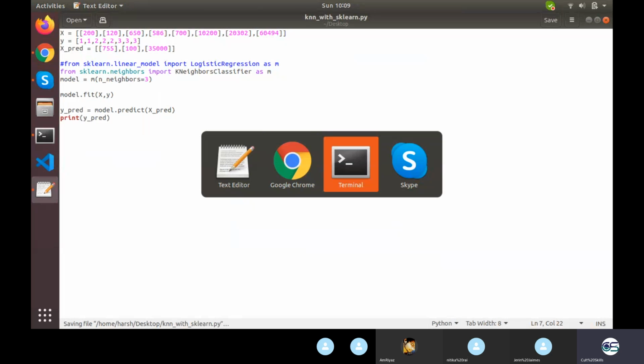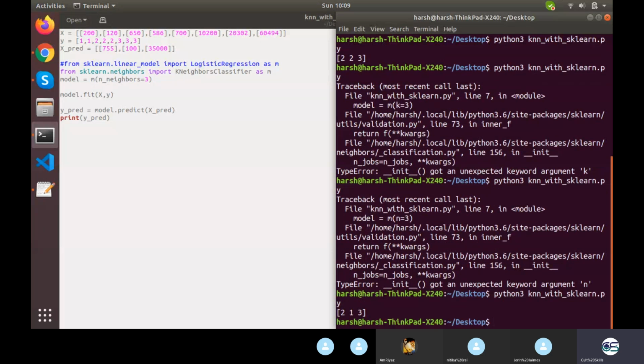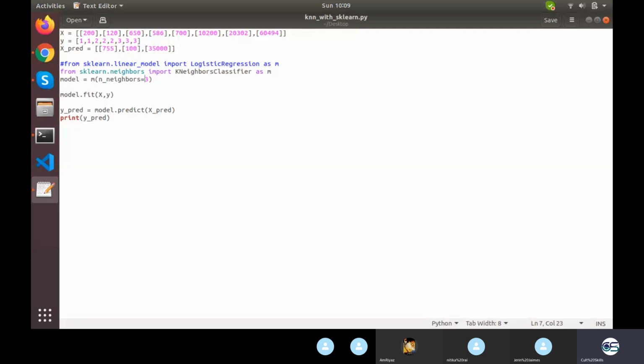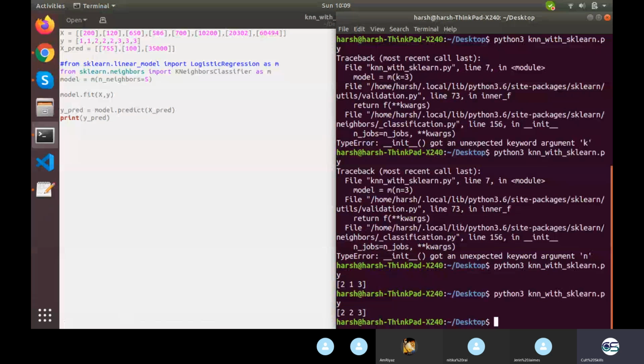With n_neighbors, I want to check for 3 neighbors, and it is highly likely that it will go equal split. If it is going equal split, what can we do? We can make it bigger than 3. So 4 will not be allowed because there are 3 classes. 5 will be precisely allowed. So with 5 we are getting 2, 1, 3 as a result, because this model is stating that this 100 is nearer to class 2.